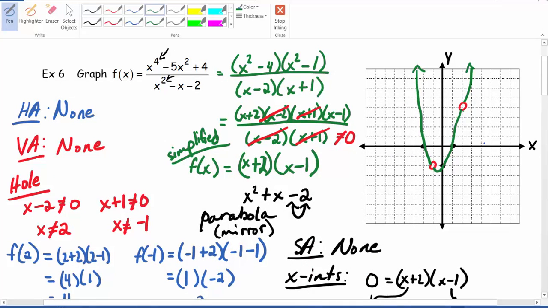Again, though, that is our example 6 from our 8.3 number 2 set of notes.